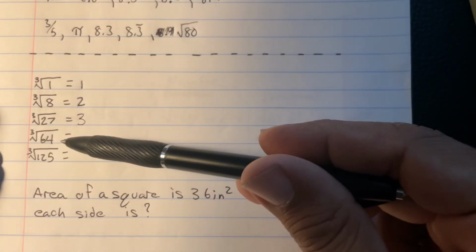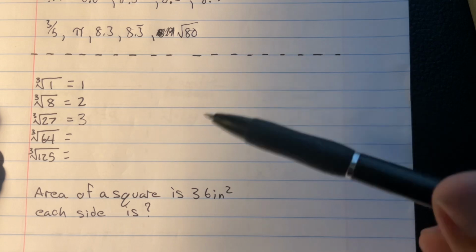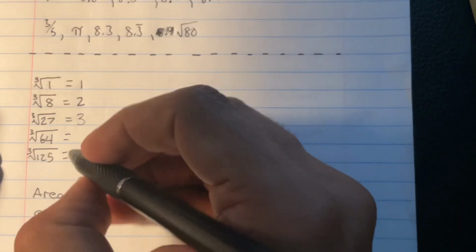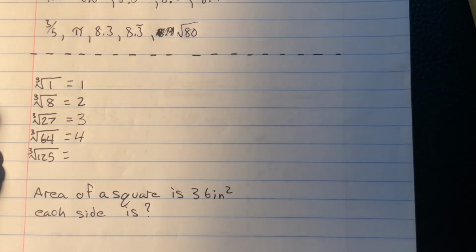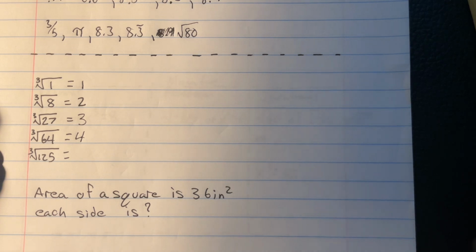Then the cube root of 64 is going to be the 4 times 4 times 4. So that's going to be 4 here. Then the cube root of 125 is going to be the result of 5 times 5 times 5. So that's going to be 5.